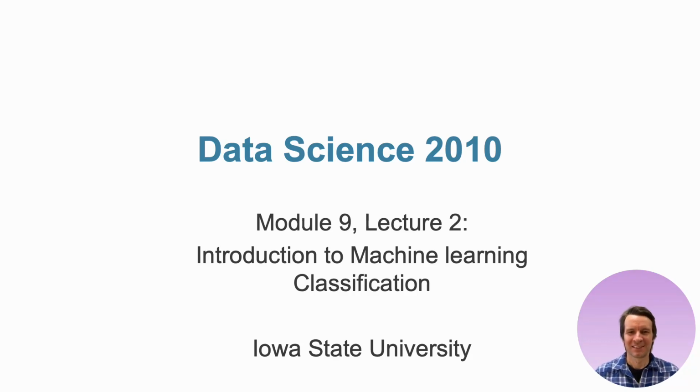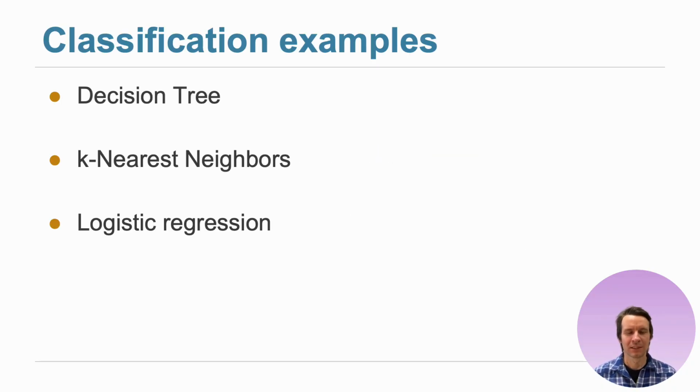So this is the second of the two lectures. We will try to do classification or machine learning. We will do three different models. We will explore decision tree, k-nearest neighbors, and logistic regression. I have an example that we will try to solve by these three models.